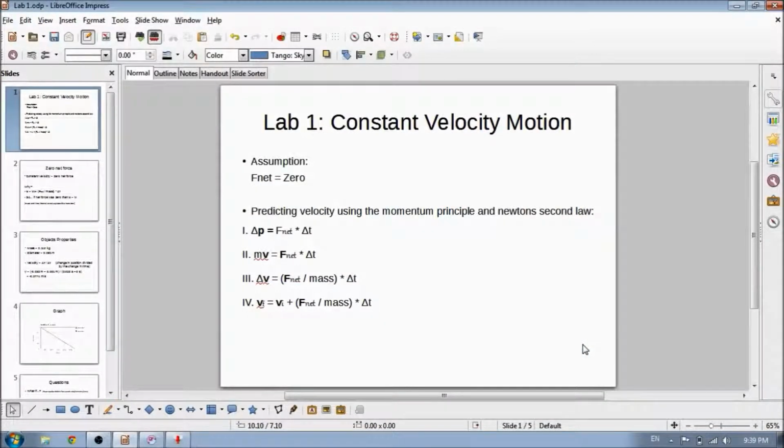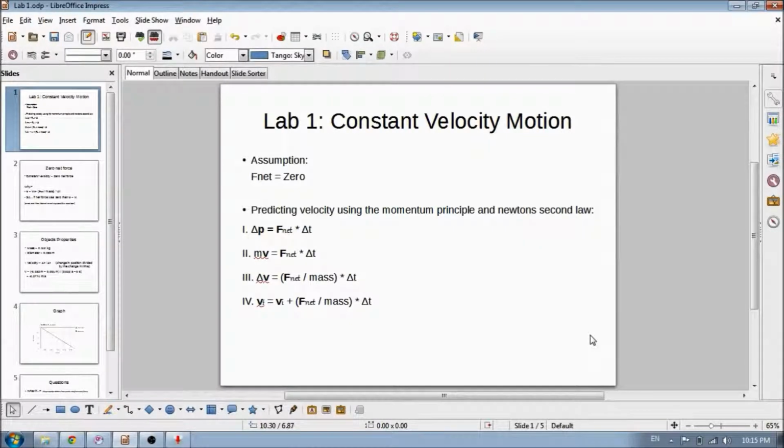Hi, this is Lab 1, Constant Velocity Motion, where we were asked to record a video with constant velocity, observe the motion of the object, and make a model using a computer, based on Newton's second law and the momentum principle. Constant velocity means zero net force, and we already know how to predict the velocity using Newton's second law and the momentum principle.